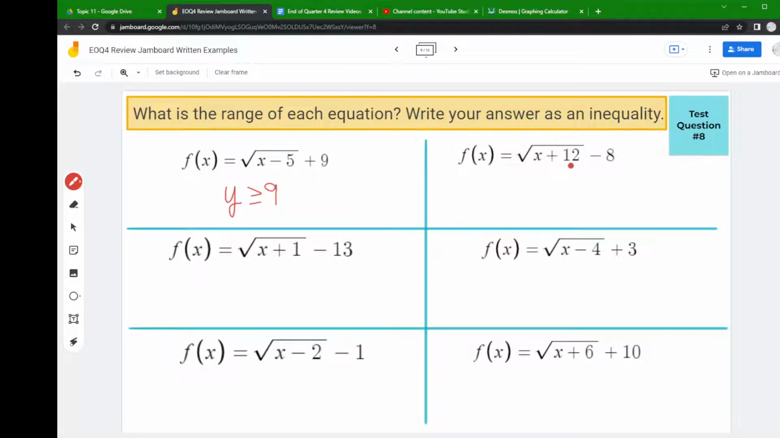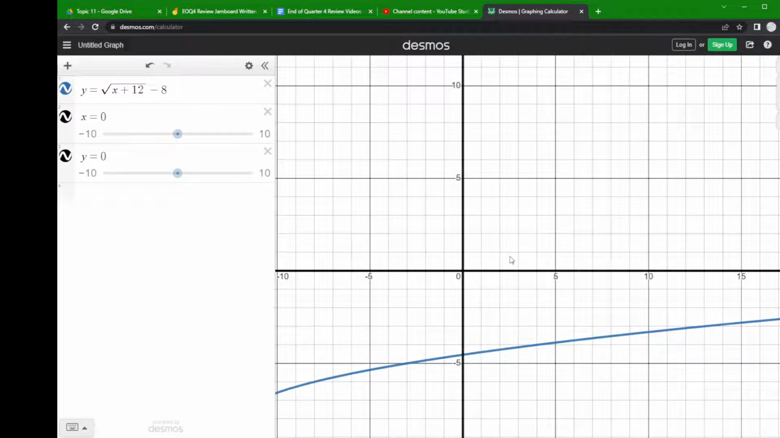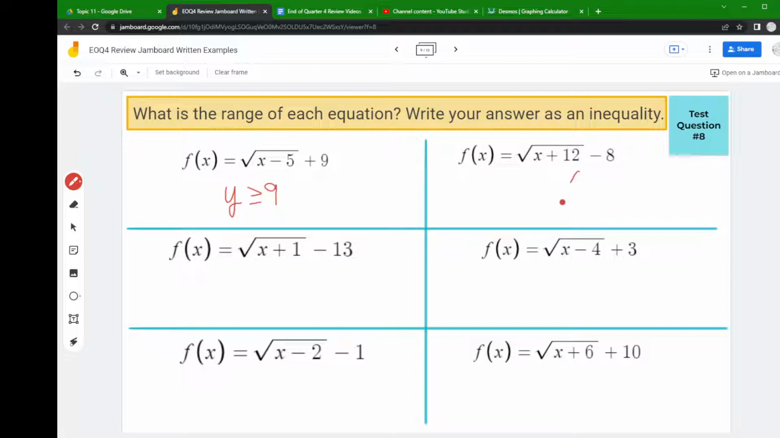Alright, so this next one says x plus 12 and a minus 8. So I'm just going to adjust that on our graph. There we go. If I'm thinking about it in terms of transformation, this plus 12 is translating to the left by 12, and the minus 8 translates it down by 8. Because this was not reflected, it goes up forever. It has kind of a slow incline, but it's still going up forever in terms of end behavior. So the range to this is all the y values that are bigger than or equal to negative 8. So that's what we're going to say here.